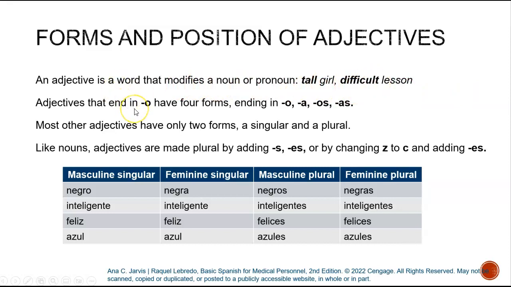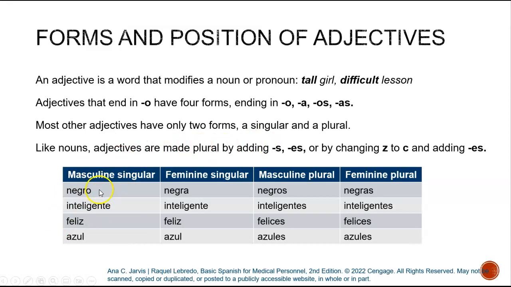So, they're going to have in Spanish 4 different endings because nouns can be masculine, feminine, they can be singular or plural. So again, we have 4 forms because we're marking whether an adjective is masculine, feminine, singular, or plural. And that's what we have right down here.